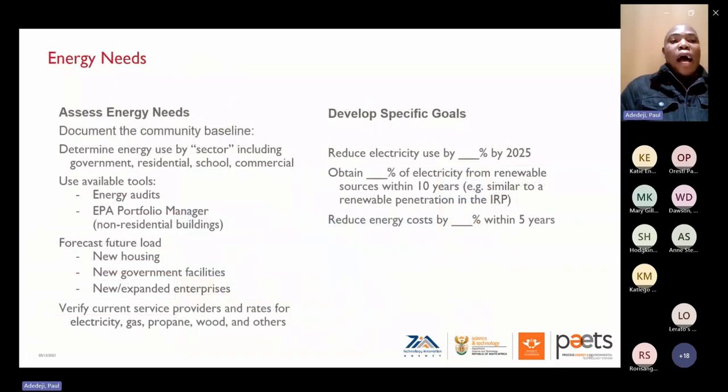So identifying the energy needs also include looking at what will happen in terms of housing, how will housing grow, how will the government facilities grow, in fact, even enterprises, even businesses, how do they grow over the long period of time. Then you could now crystallize what will be your focus, what will be your baseline. And that actually helps in terms of looking at what renewable energy source is there or are there to meet these energy needs that have been projected.